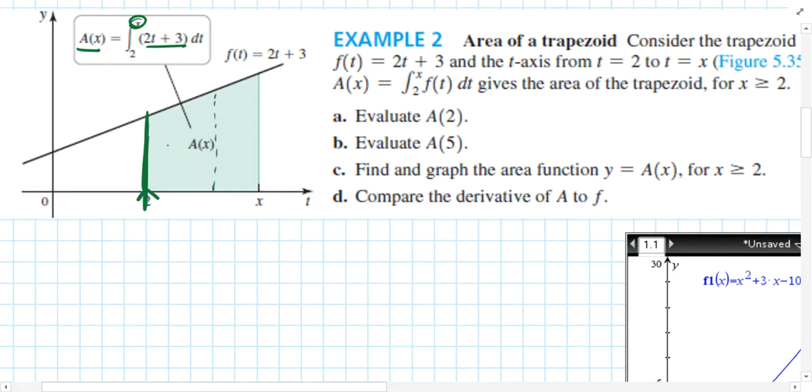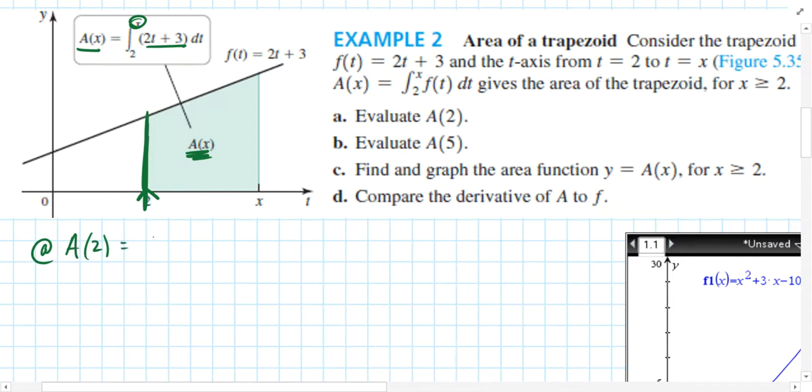So if x ends up being here, then the area is small. If x ends up being here, off to the right-hand side, then the area becomes quite a bit larger. And so as the variable x changes positions, we would like to have a function A that accounts for that. So part A here. What would the area at an x value of 2 be?